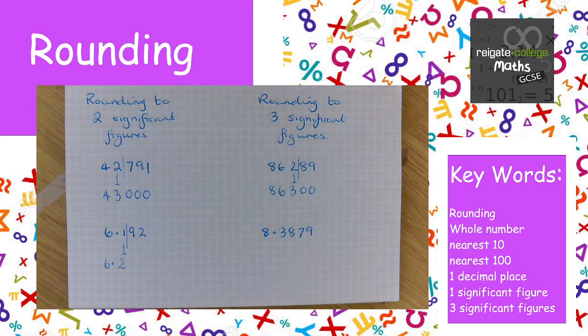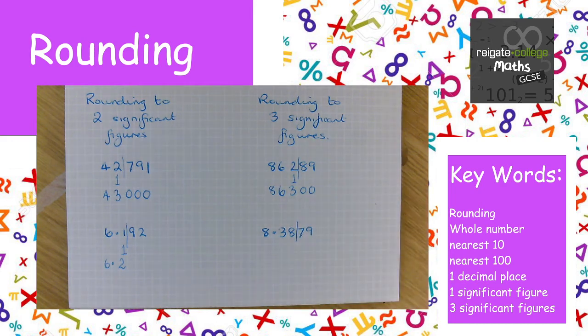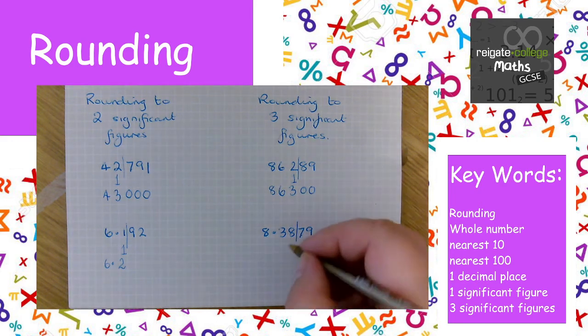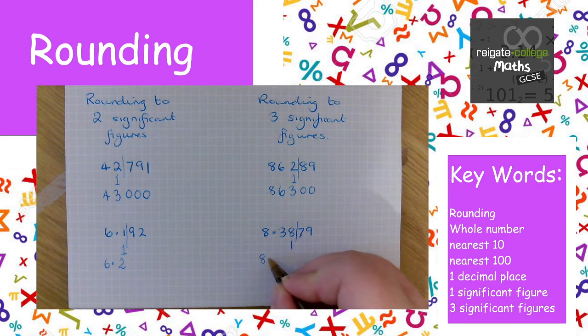Now my third example with a decimal, I count 1, 2, 3. There is the point I'm rounding. 7 means I add 1 to this column here, and my number becomes 8.39.